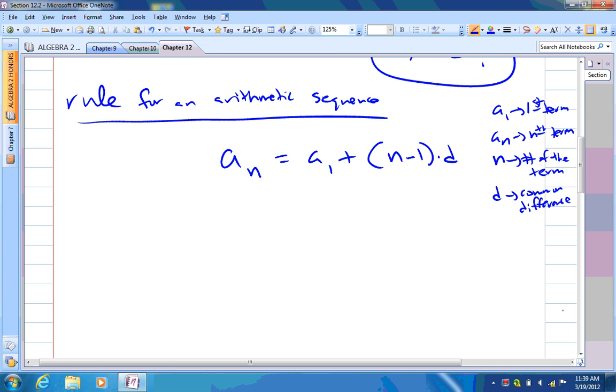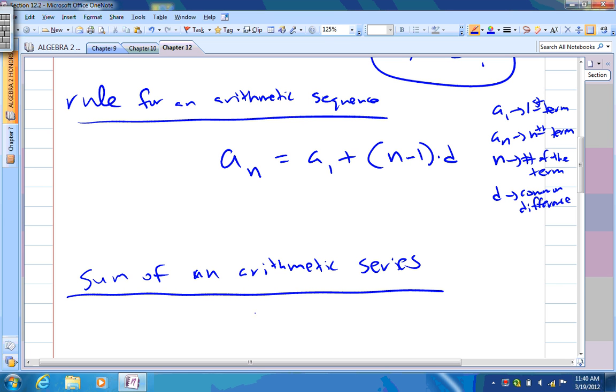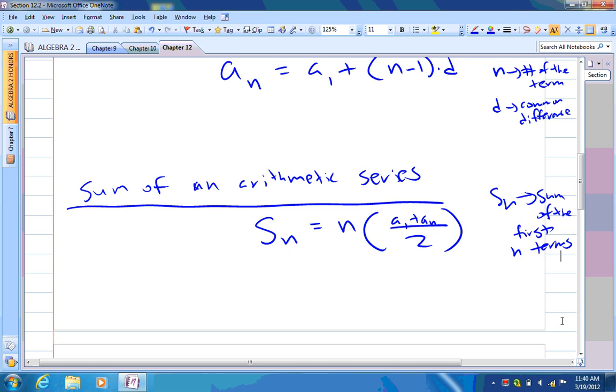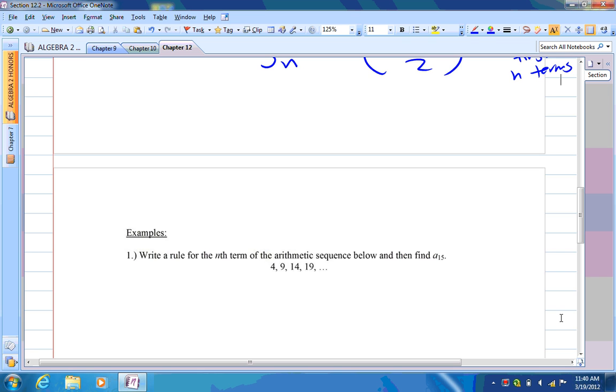For the sum of an arithmetic series, it will just be this, where Sn represents the sum of the first n terms. So if you're looking for the sum of the first 20 terms, n would be 20. So those are the formulas. Now let's do some examples.